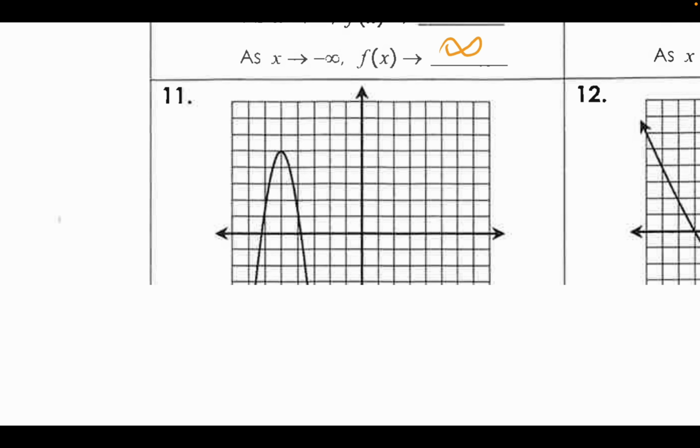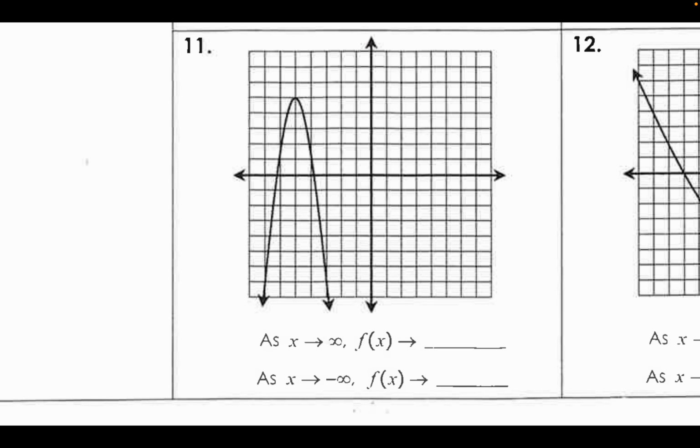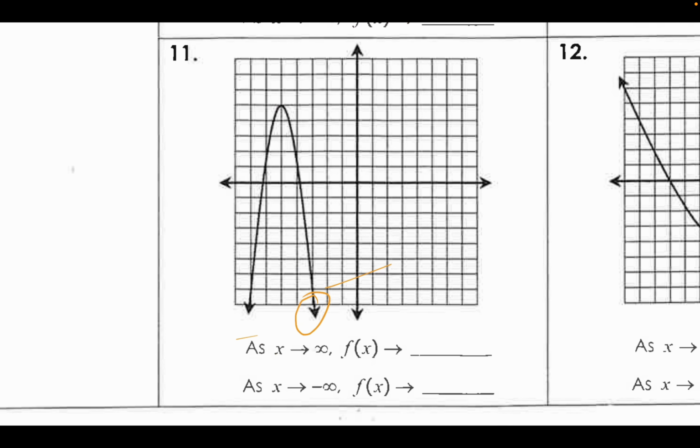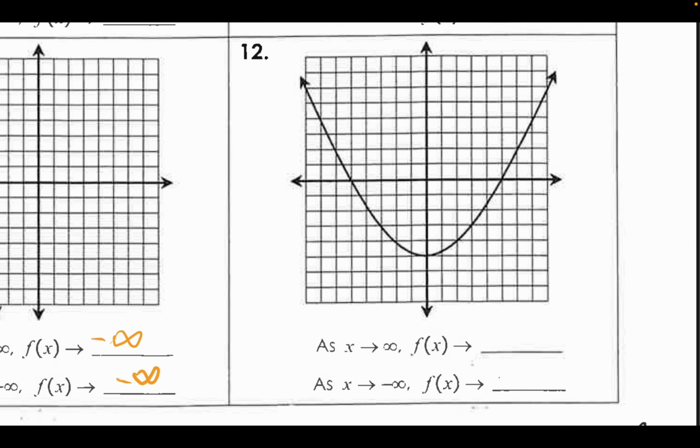Number 11 here, we have a parabola for a quadratic function. So as x goes forever to positive infinity, we end up having the y values go to negative infinity. And as x goes forever to negative infinity, the y values go down forever as well, which is negative infinity. On number 12 here, another parabola. As x goes forever right to positive infinity, the y values go forever up to positive infinity.